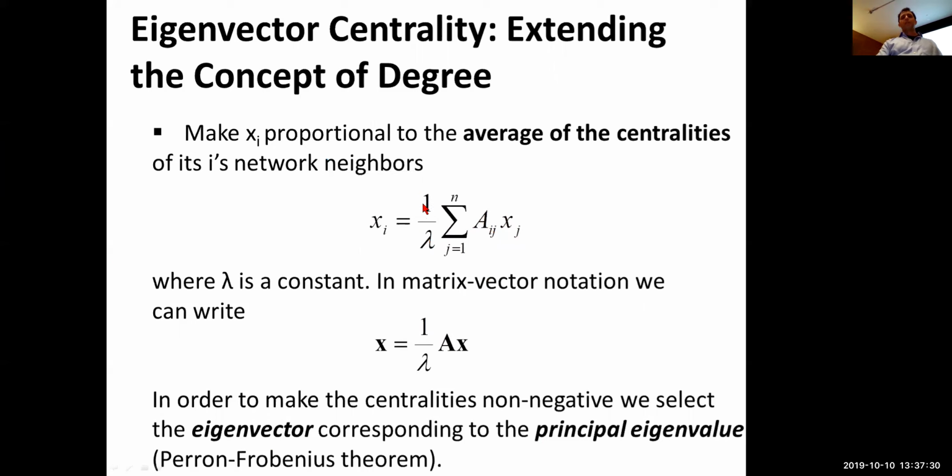So I can basically take 1 over some lambda constant of the sum of this application of this matrix onto X, which is basically the spreading of information of X through the network. So in matrix notation, we can write that the eigenvector centrality of X is basically the product of this matrix with this vector. And to make the centrality non-negative, we can select the eigenvector corresponding to the principal eigenvalue.